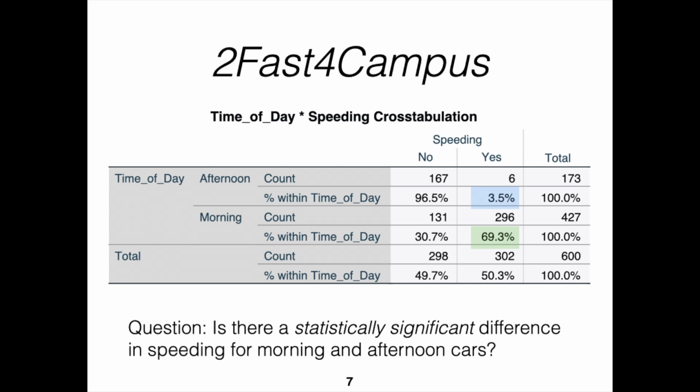Here I've got this categorical variable about whether people are speeding or not. So what I do is I take my data and I create what's known as a cross tabulation. You'll notice there are two large rows in this table and two large columns in this table. One row for afternoon, another row for morning, and for each of these rows I can see the percentage of people who were speeding. In the afternoon, 3.5% of people were speeding, while in the morning, 69.3% of people were speeding.